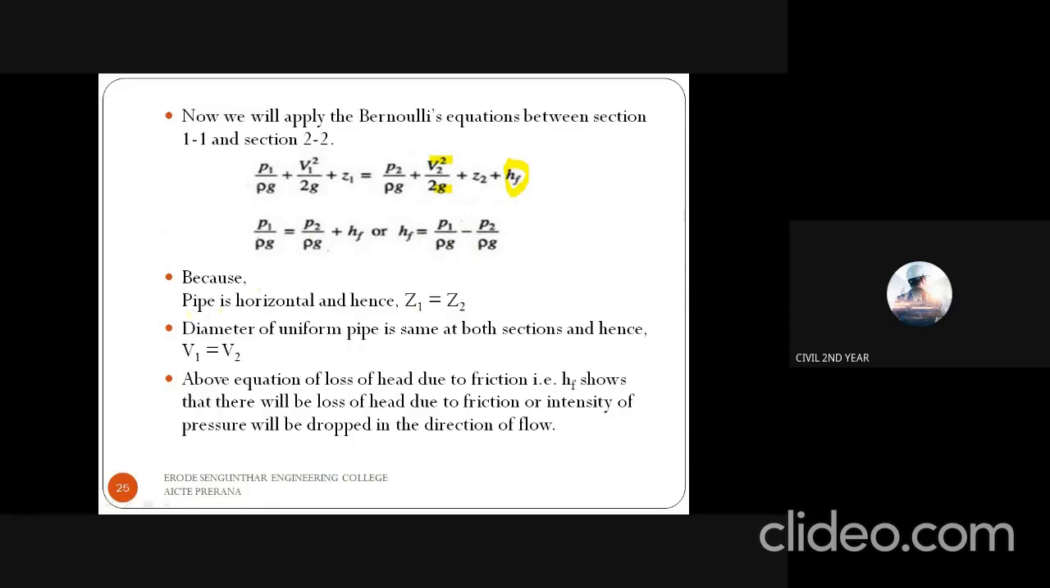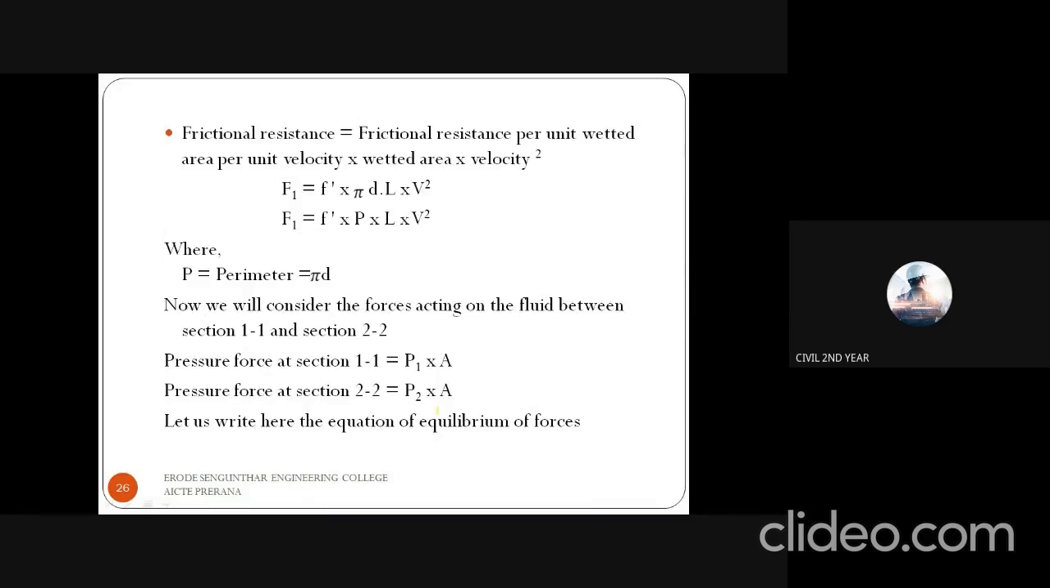Because the pipe is horizontal, Z1 and Z2 are at the same height, so they cancel. The diameter of the uniform pipe is the same at both sections, and hence V1 equals V2. The above equation of loss of head due to friction, that is hf, shows that the intensity of pressure will drop in the direction of flow, as shown in the figure. There is a pressure drop from one section to another section. So definitely friction losses will happen, and we have to find out the friction losses.